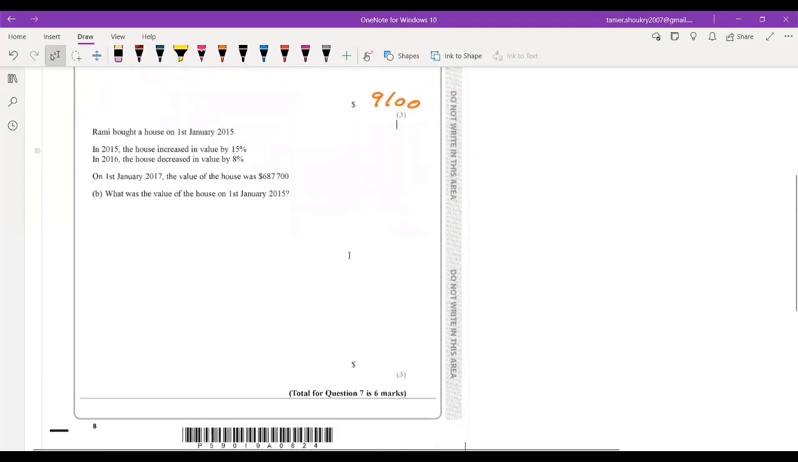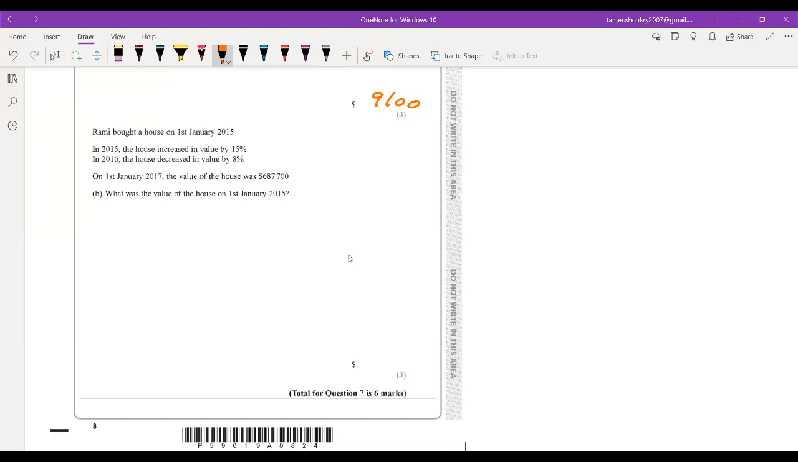Part B says, Rami bought a house on 1st of January 2015. In 2015, the house increased in value by 15%. Then in 2016, the house decreased in value by 8%. On the 1st of January 2017, the value of the house was $687,700. What was the value of the house on the 1st of January 2015?